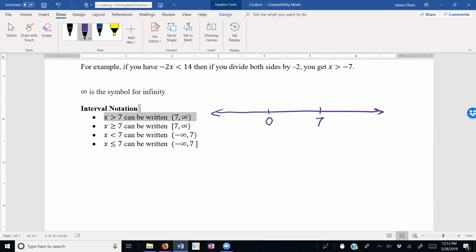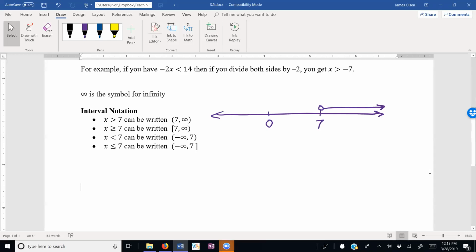X greater than 7 means that x is larger than 7. It might be 8, 9, 10, 50. It also might even be 7.1. The way we indicate that is by putting an open circle on 7, which means 7 is not included, but an arrow going to the right. This is our first one.